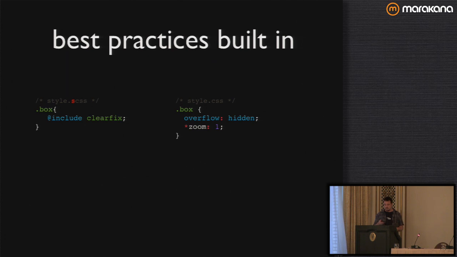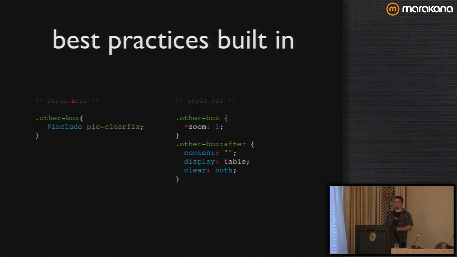And the old school clear fix is still in there, but it's subsetted in PIE. PIE is, in this case, a subsection of Compass. And who has heard about PIE? It's a special framework that uses JavaScript and all kinds of CSS hacks to emulate CSS3 for Internet Explorer. And everything that you know about PIE is built in Compass already.